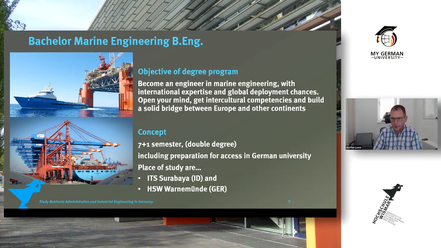The concept is quite easy. We have 1 + 7 semesters. The first semester is regarded as preparation for access to the German university. So the students have to fulfill the first semester. We have a number of selected courses that they need to pass. If they pass successfully, they will get the chance to enroll in our university.